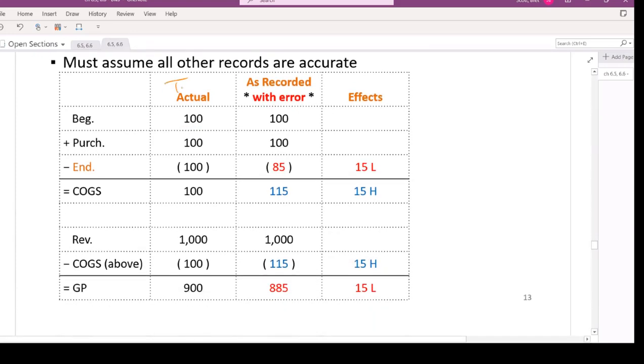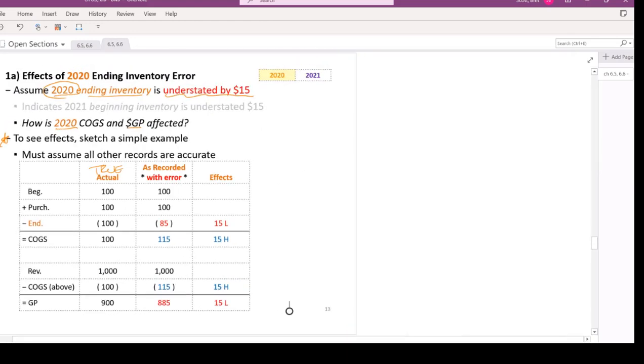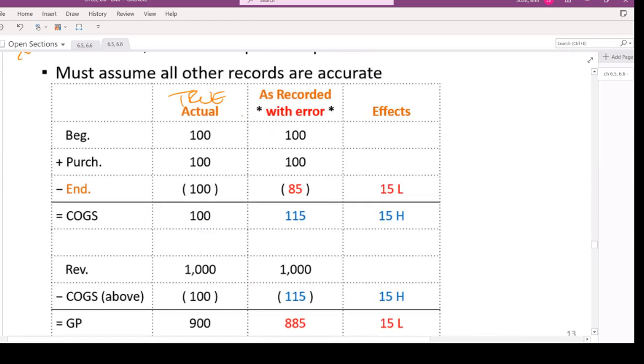Assume the true records, the reality, are as follows. And this is kind of simple, but it's not stupid if it works. Assume my beginning balance is 100. I buy 100. That means I have 200 goods available. I have 100 left over, which means my cost of goods sold must have been 100. I know it's simple and stupid, but that's okay. If my cost of goods sold is 100, assume my revenue is 1,000.